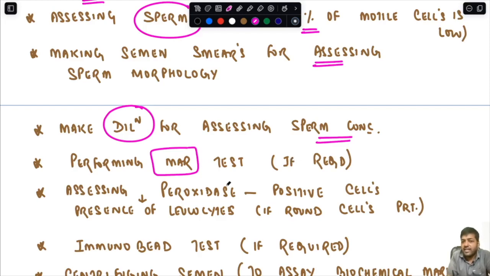Assessing the peroxidase positive cells, which is indicative of the presence of leukocytes. Basically, under the microscope these appear as round cells, but there are multiple structures which can appear as a round cell. To confirm whether they are leukocytes or not, we carry out this peroxidase test.